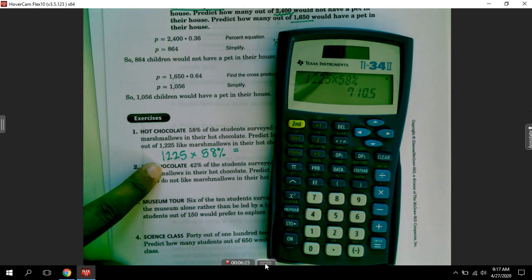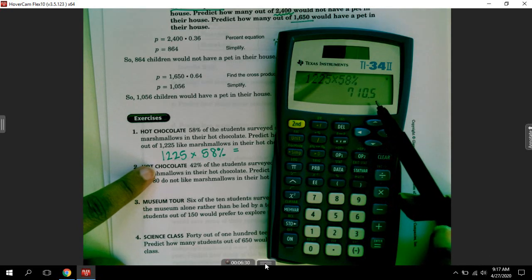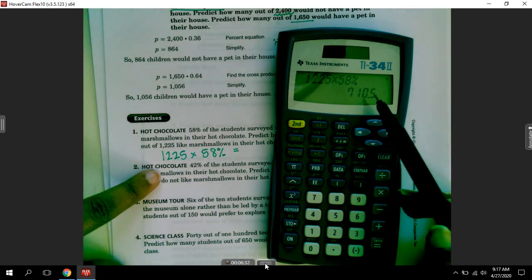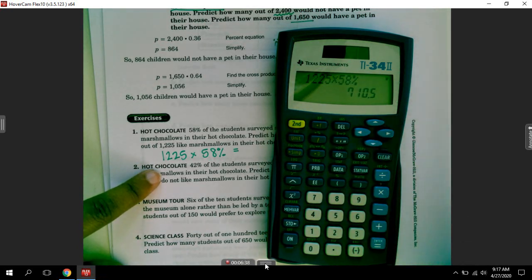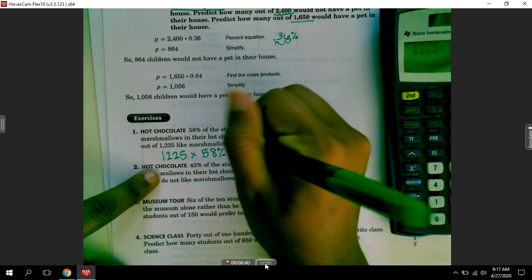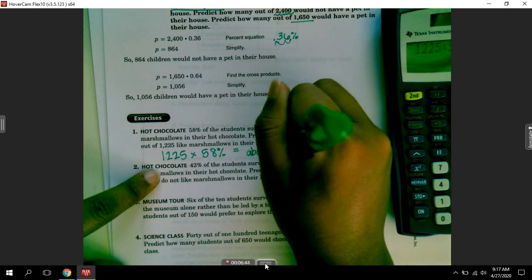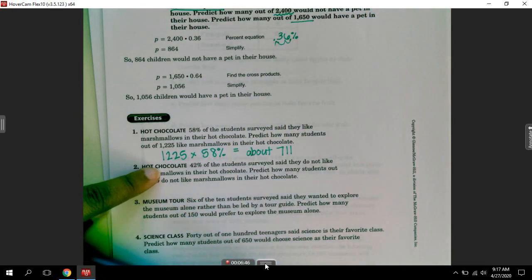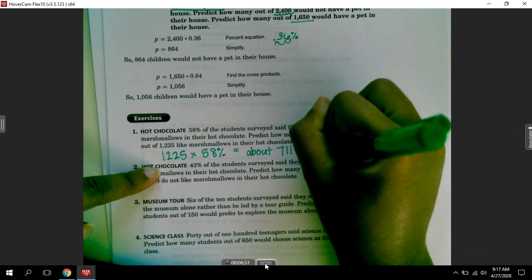58%. And that gives me a decimal. We're talking about people here, so you cannot have a half of a person. So in this case, because it's 0.5, I'm going to round this up. I'm going to say it's about 711 people. So about 711 students like marshmallows in their hot chocolate.